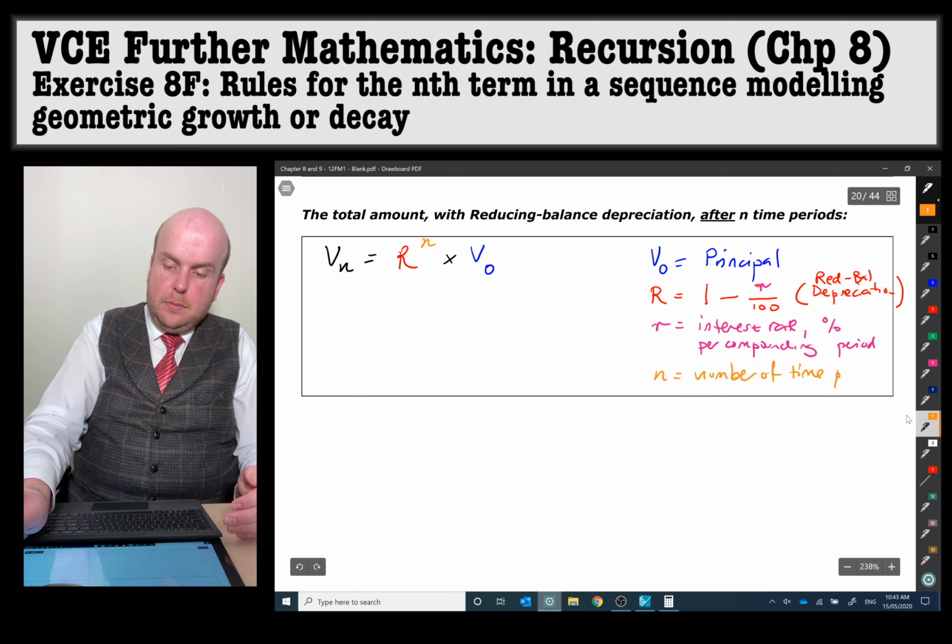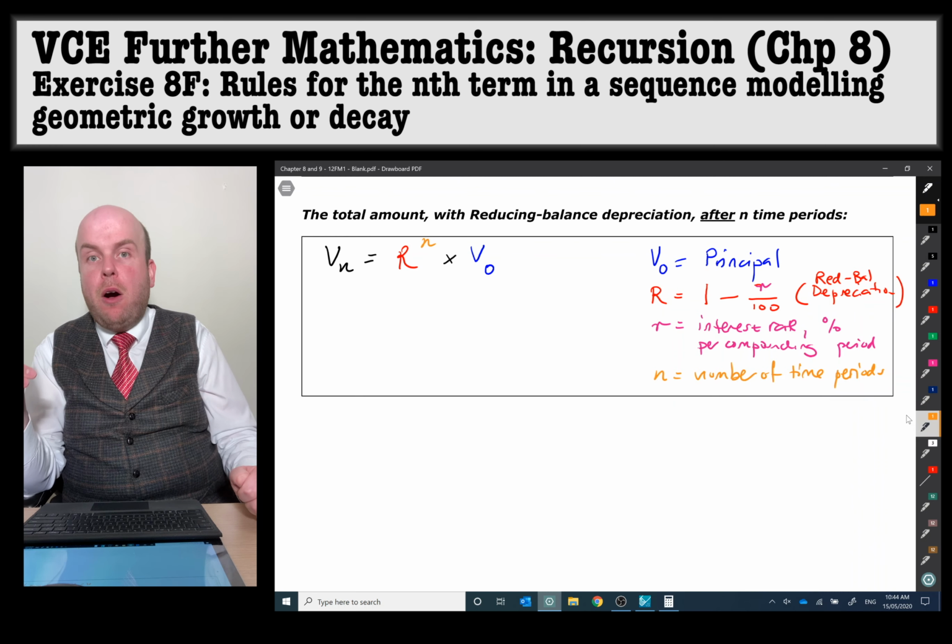But when you see depreciation, don't get it confused with unit cost depreciation or flat rate depreciation. This is reducing balance depreciation. So that's 1 minus little r over 100. The little r is the interest rate per compounding period, and n is the number of time periods.